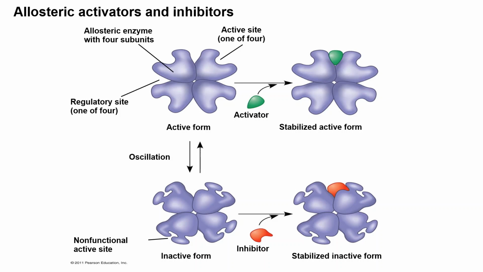This diagram shows allosteric regulation of enzyme activity. Most enzymes known to be allosterically regulated are constructed from two or more subunits, such as this one, where you can see 1, 2, 3, 4 subunits, each composed of a polypeptide chain with its own active site. Here are the active sites.